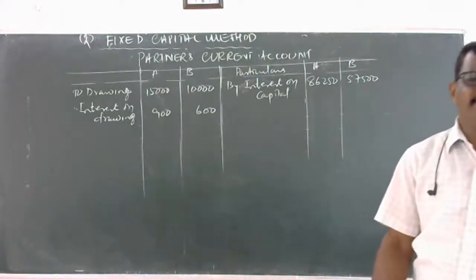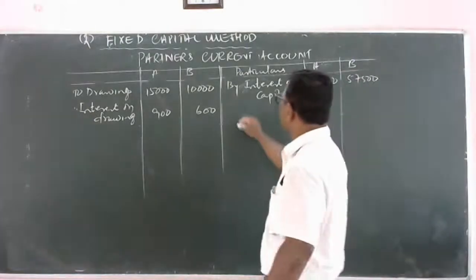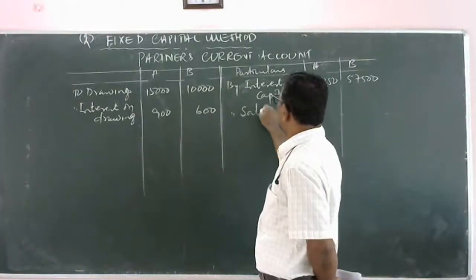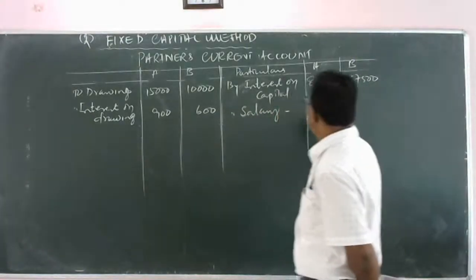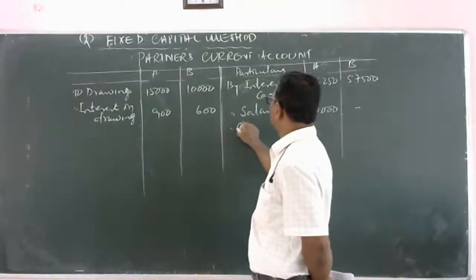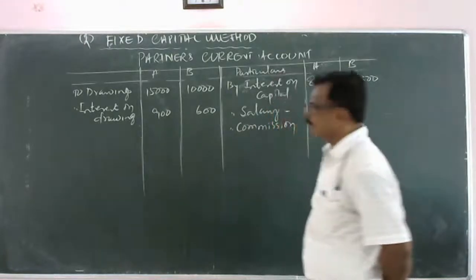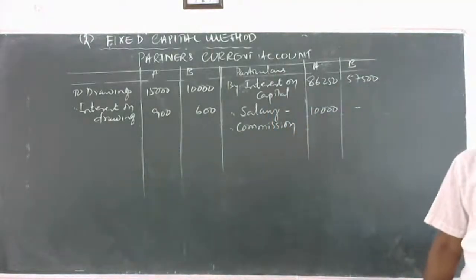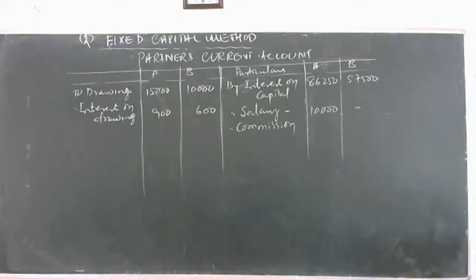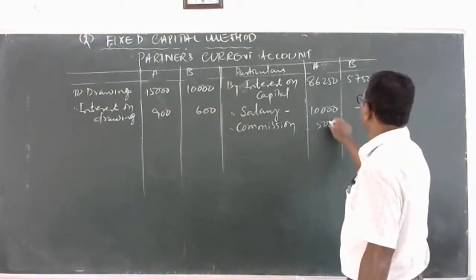Right? Salary and commission are credited to partners' current account. Salary to Mr. A is 10,000. Commission to Mr. A and B: commission to A is 5,000 and to B 3,500.